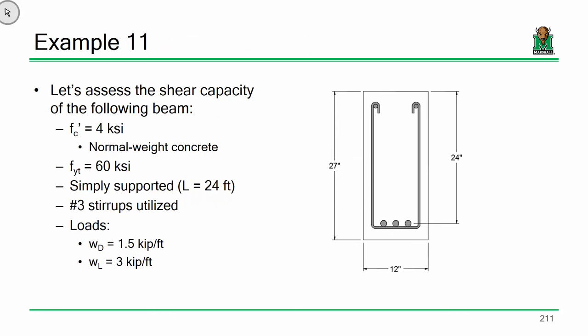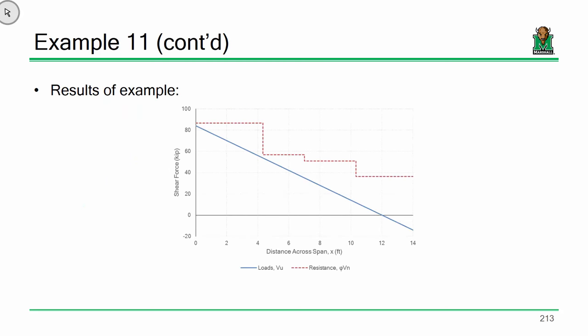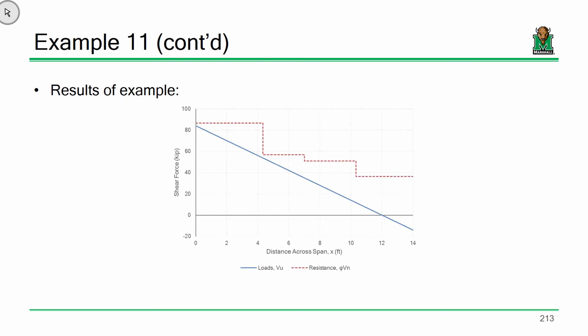All right, we did this example last time where we said, here's a beam, let's compute the shear capacity, and we got something that looked like this. Was everybody all right with that? The idea is that our shear diagram is linear in nature, okay? Our shear resistance diagram is this stepped diagram, as you see here, because we have changing regions of stirrup spacing. But everywhere we look, the shear resistance is larger than the shear loading, so we're good.